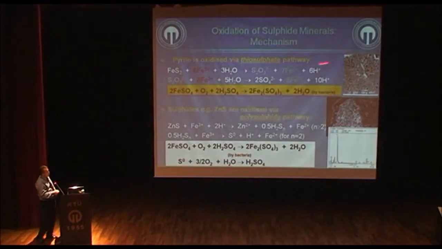So pyrite is oxidized via the thiosulfate pathway, that we see here, which means when pyrite is oxidized, no elemental sulfur or just little elemental sulfur can form, and basically the sulfide sulfur of the pyrite converts to sulfate, as we see here. And ferrous iron produced here can be converted to ferric iron by bacteria present within the system. And sulfides like sphalerite are oxidized, as shown here, in these reactions. And we see the elemental sulfur formed on the mineral surface.